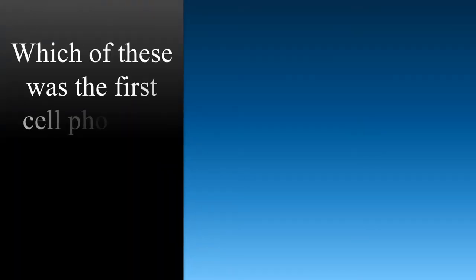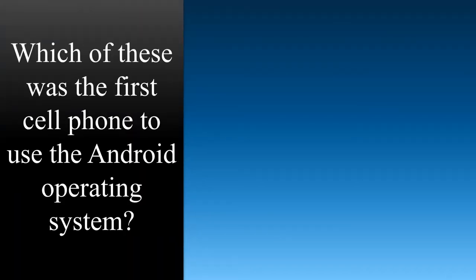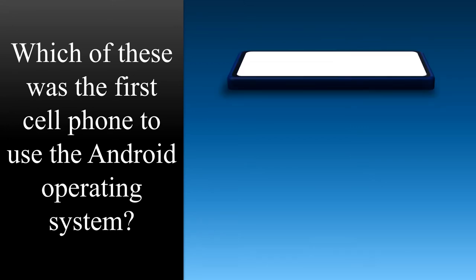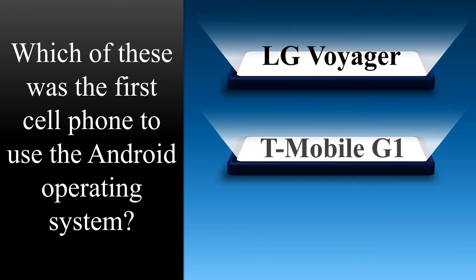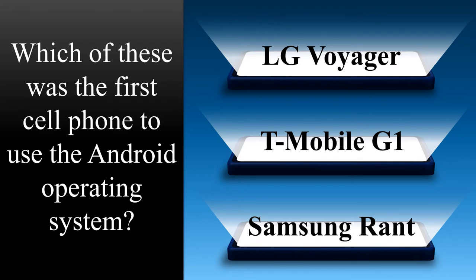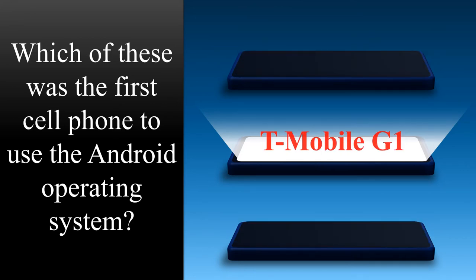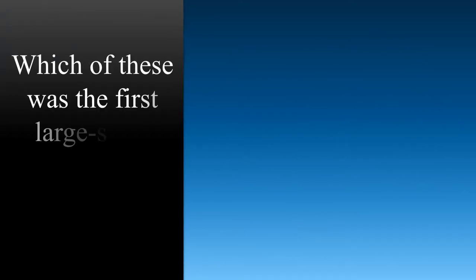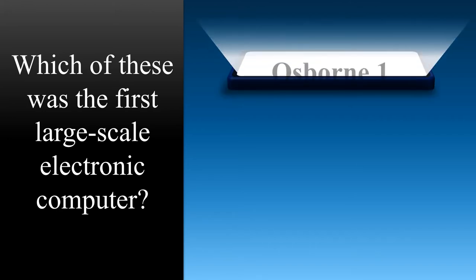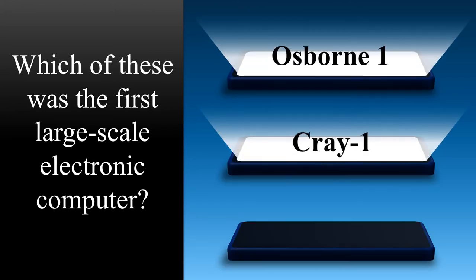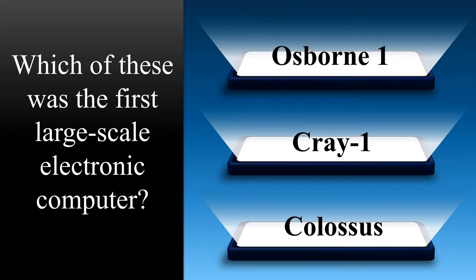Which of these was the first cell phone to use the Android operating system? Is it LG Voyager, T-Mobile G1, or Samsung Rant? Which of these was the first large-scale electronic computer? Is it Osborne 1, Cray 1, or Colossus?